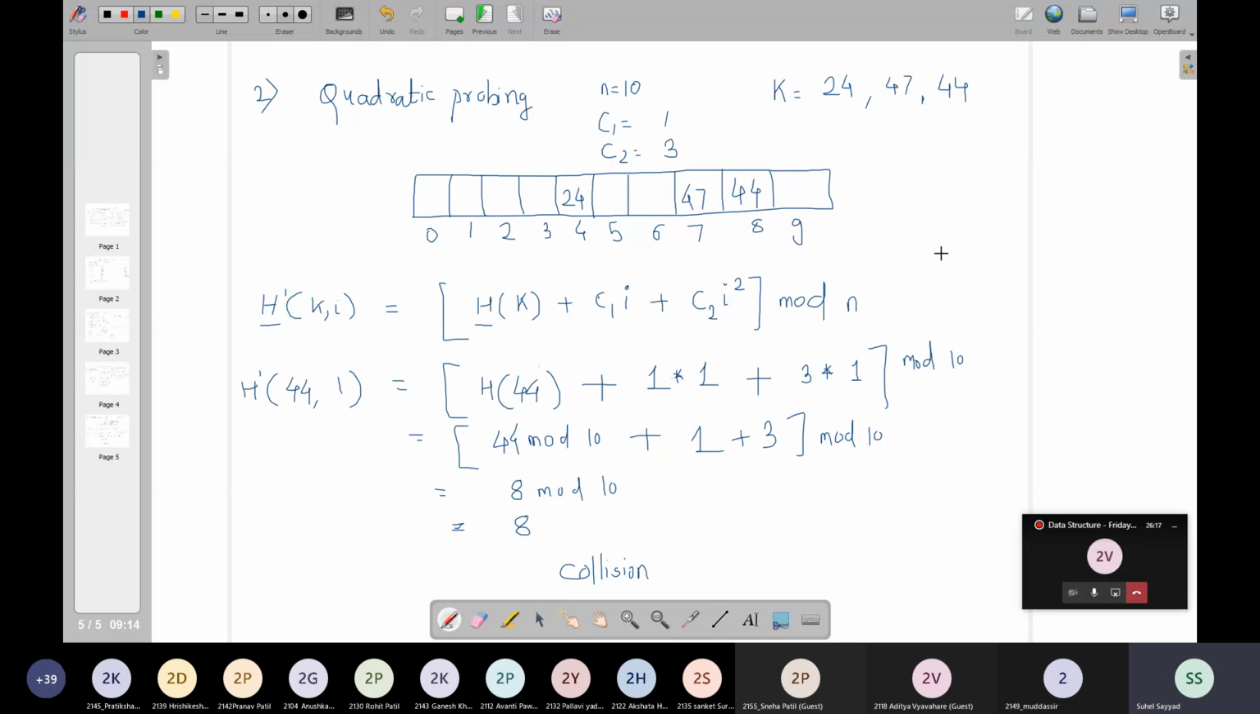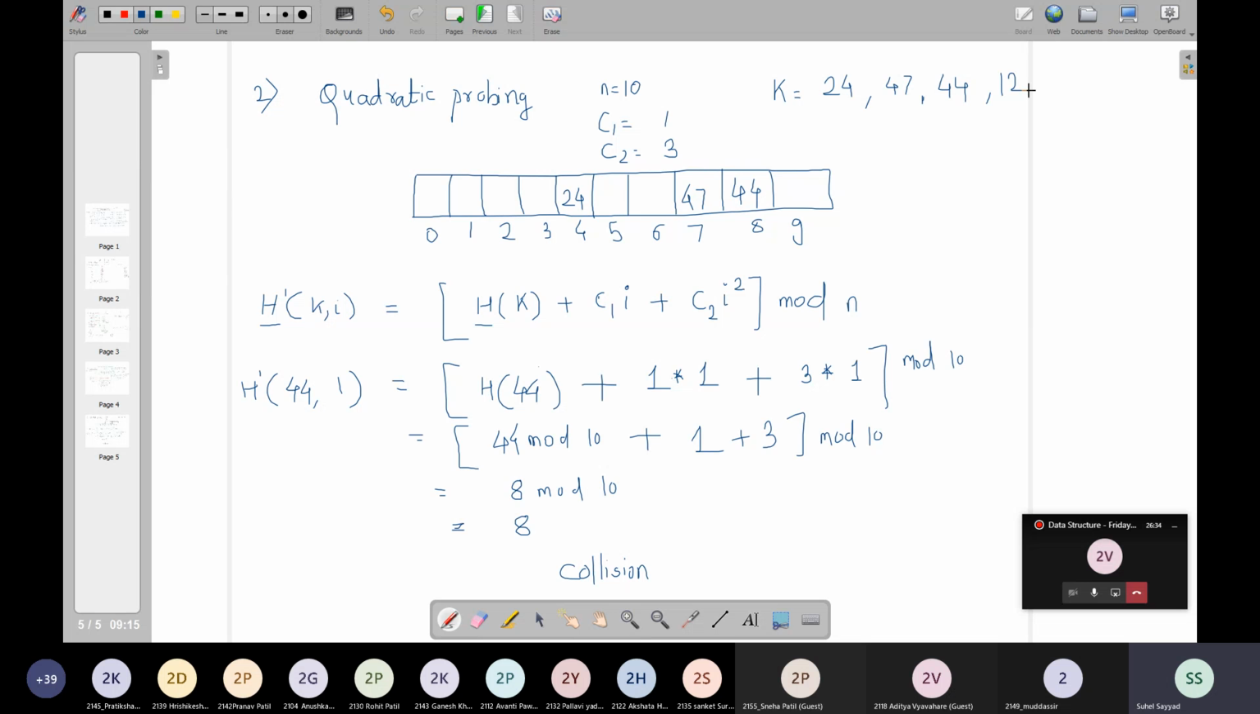Yes, sir. Understood? Yes. So the next key value I'll give you is 12. All of you solve it in your notebooks. All of you must be having your notebooks. So quickly solve for key value 12. So solve h dash of 12 comma 0.